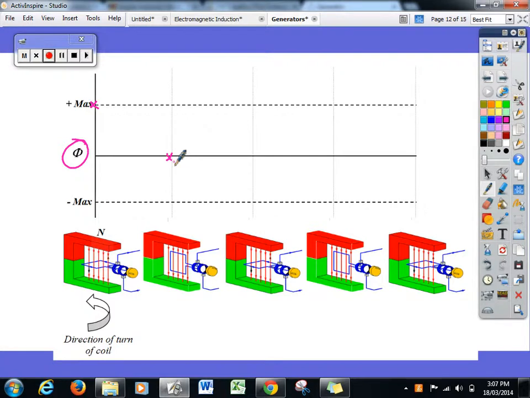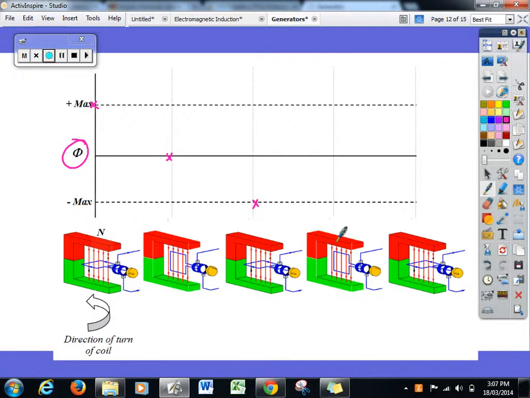At this point here, we have 0 flux because the coil is upright in the field. The lines of flux are going on either side, like that. Here, we've got maximum flux going in the coil, but the coil's turned and it's showing its back. So it's got maximum flux, but the flux is going in the opposite direction. So it's the same amount of flux, but going back. So it's negative flux. So I'm going to put that there.